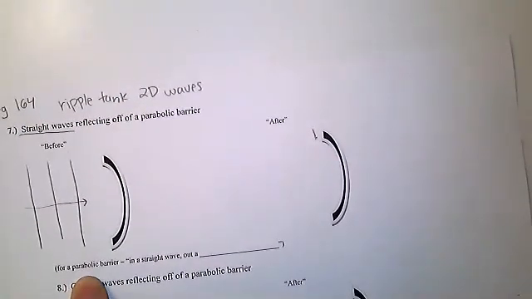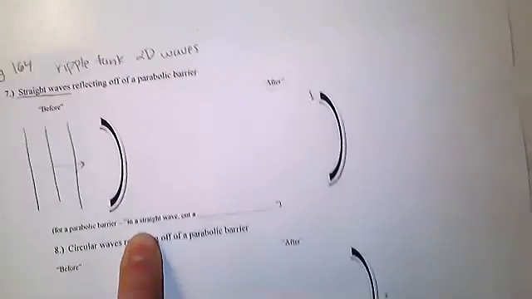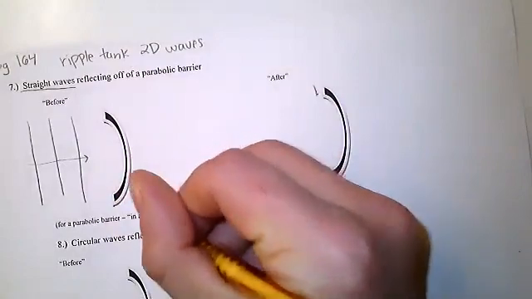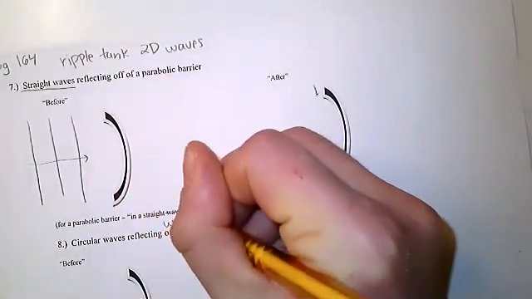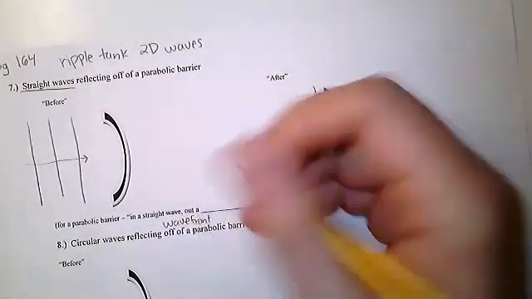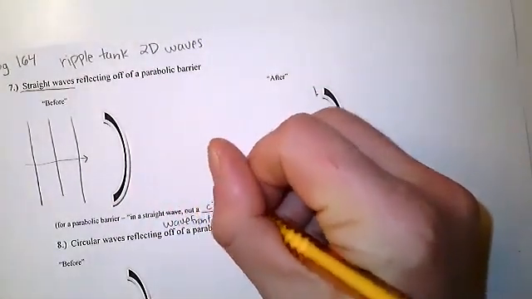So now we can say for any parabolic barrier, if we have a straight wave coming in, and I'm going to say instead of a straight wave, I'm going to say a wave front. It's a two-dimensional wave. Out comes a circular wave front.